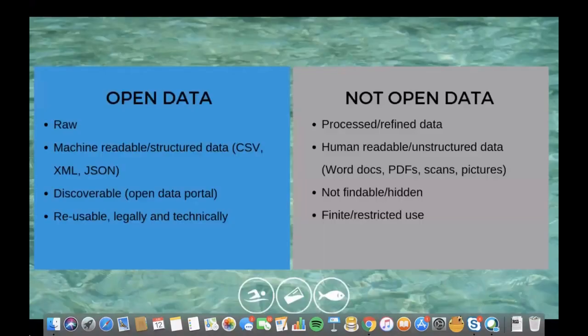So how do you know if data is open? I did go over some of that definition of openness, but I wanted to spend a little more time on this so we're all clear about exactly what I'm talking about. So, open versus not open data. Open data is essentially the raw data set.